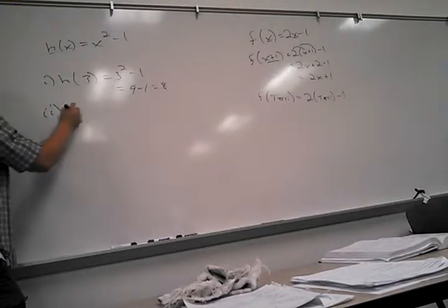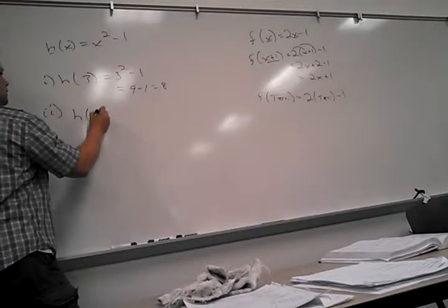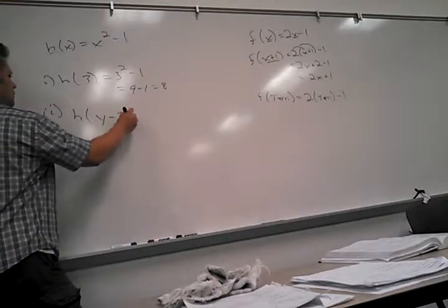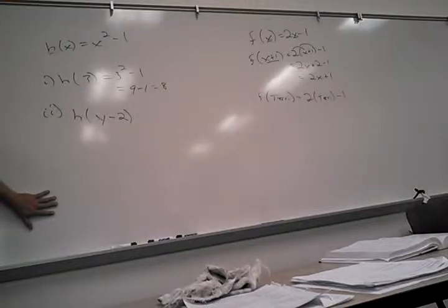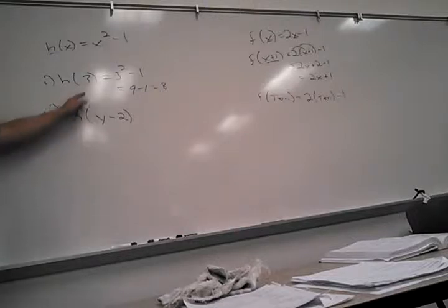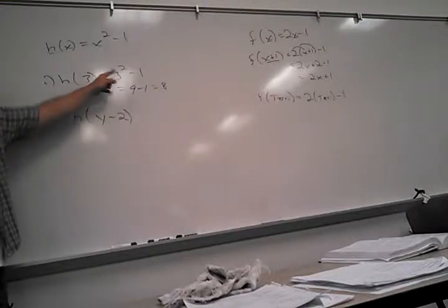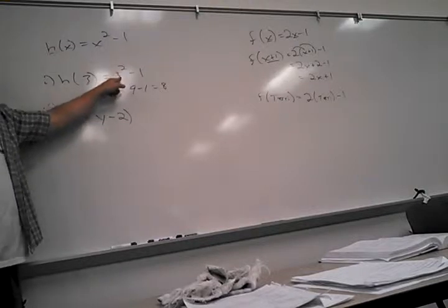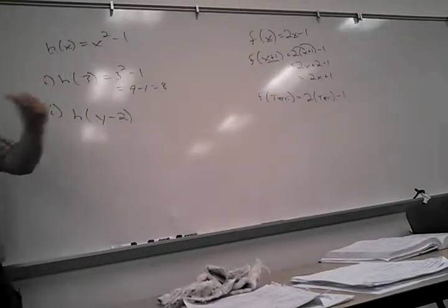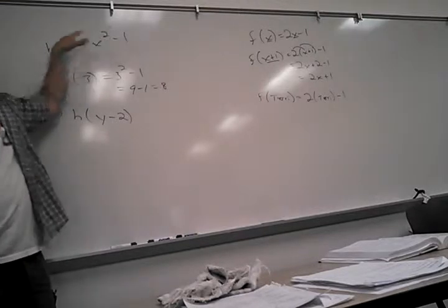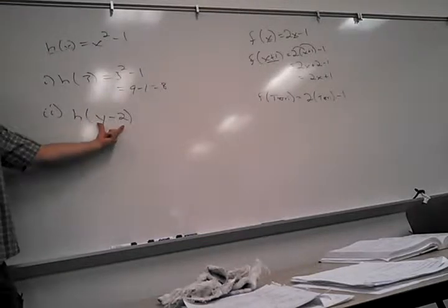Yeah. Real quick, don't say anything out loud. What's this here? Whatever I put here, what do I do to it? Square it, subtract one, right? The function is very single-minded. It says, I always do this to things. So when I put y minus 2 in, what's it going to do?